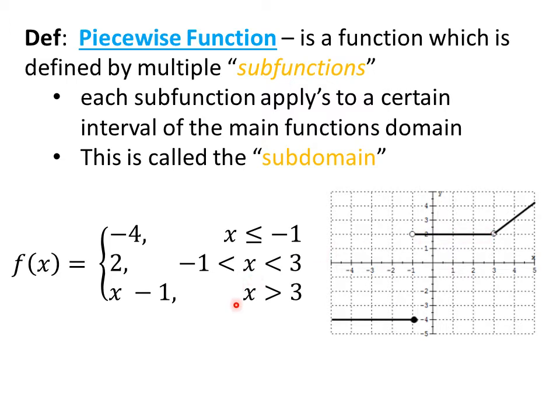And then anything greater than 3, such as 4, 5, 6, and so forth, we're going to use the function x minus 1. That's why you see this diagonal line right here, continuing on from x greater than 3. So this is an example of a piecewise function, the function notation of it and the graph of it, what it looks like. So let's try a few.